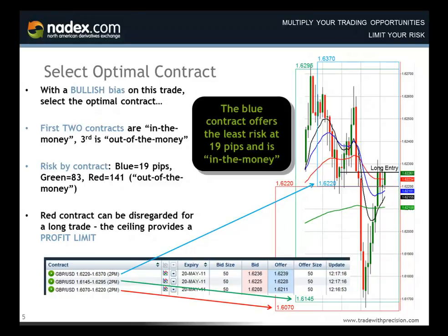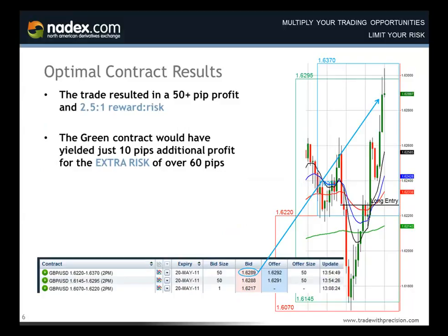The best contract with the least risk and the best opportunity for profit would be the blue contract with a total risk of 19 pips. And it's in the money, which means we get point-for-point movement with the underlying market. The results on the trade, we had a nice move here of more than 50 pips, which would have given us at least a 2-to-1 or even a 3-to-1 reward to risk.